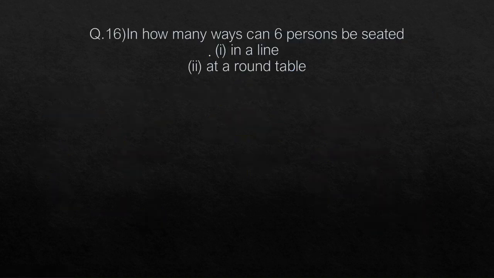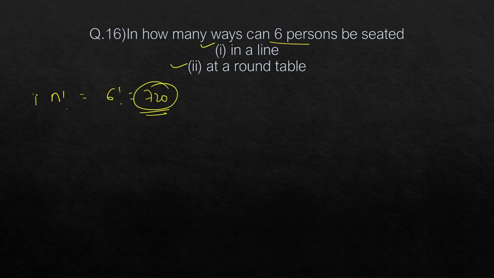Now taking up the 16th question, in how many ways can 6 persons be seated in a line? And the second part is at a round table. Now in a line, the straight formula is n factorial, and n here is equal to 6. So it will be 6 factorial, which is 720. This will be our answer for the first part.